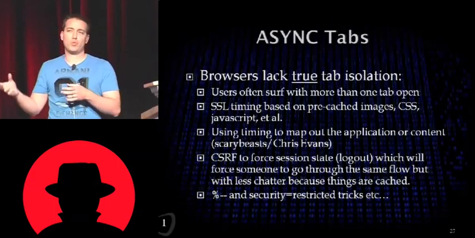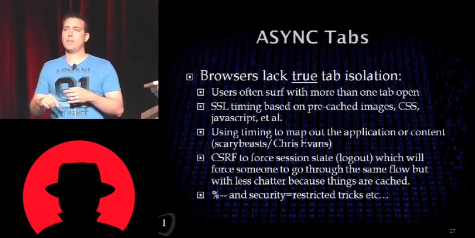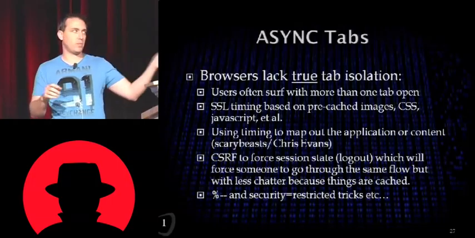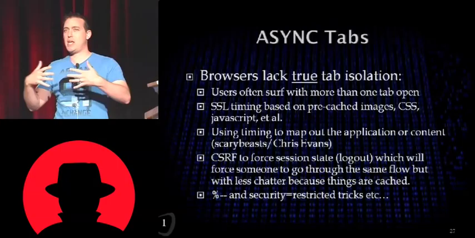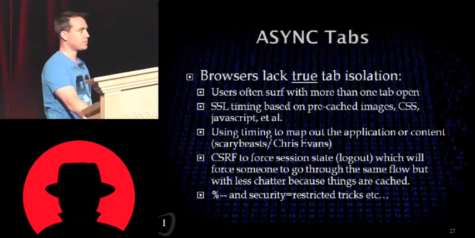If I use security equals restricted, I'm not sending cookies. I'm also not rendering JavaScript or objects or whatever. So I can get multiple states. If I use an iframe with the %-- and an iframe with security restricted, I get 3 states of the same web page, which can give me a lot of inference about what's going on there.